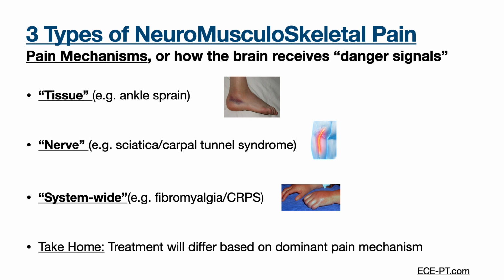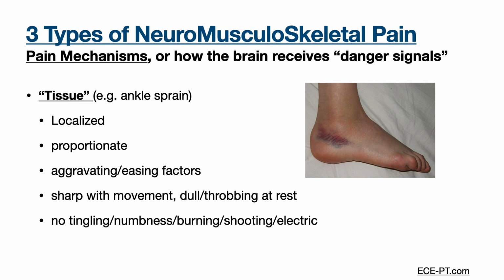So when it comes to tissue pain, the technical term is called nociceptive pain. So think of this as a fresh ankle sprain. When you have a fresh ankle sprain, what are the symptoms like? Well, they're localized. They're generally right where the injury happened. They're considered proportionate, meaning you move the ankle a little, it hurts a little. You move it a lot, it hurts a lot. It's that mechanical pain we were talking about where it changes with position, time of day, posturing. So yes, there's those aggravating and easing factors with this tissue pain.